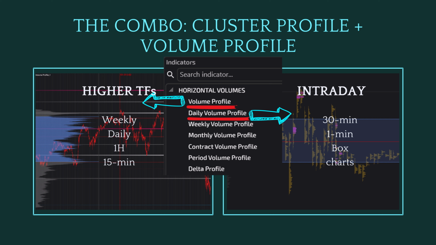It's usually called volume profile, like you see here in indicators, volume profile. And we use the higher time frames for analysis, okay? And for precision, for the intraday trading, we use a separate chart. I use 1 minute and 30-minute time frames with a daily volume profile applied to it. In this case here, you see an image of a 30-minute time frame.